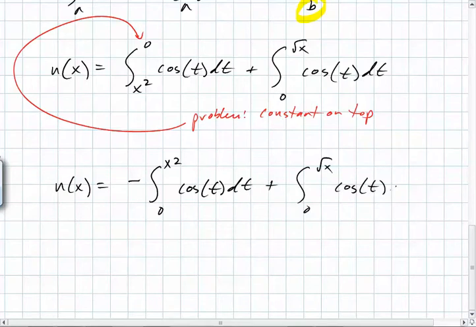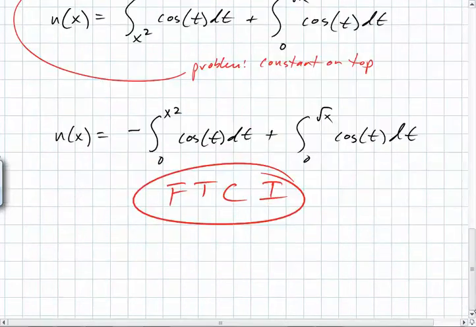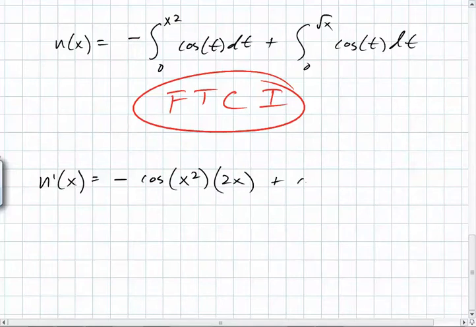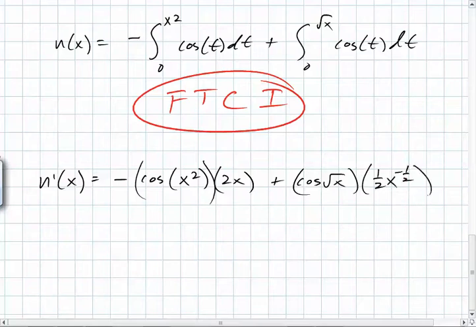Now can we apply FTC part 1? Yeah, now it's FTC part 1. Wonderful. Now it's just plugging stuff in. So what is n prime going to be? Negative cosine of x squared times what? Times 2x, plus cosine of the square root of x times what? 1/2 x to the negative 1/2. If I gave you this question and you left it right like that, that's fine with me.